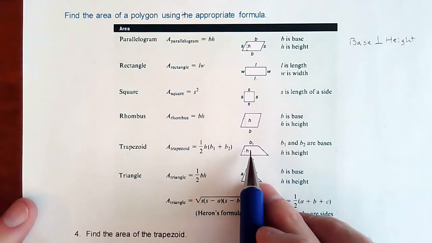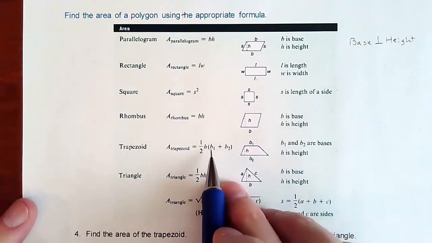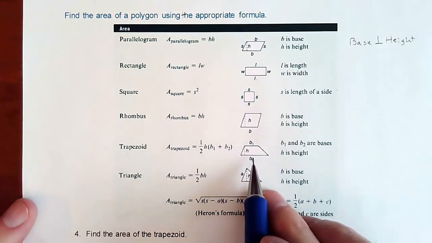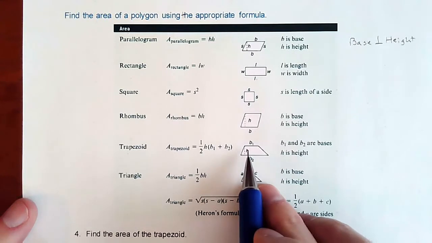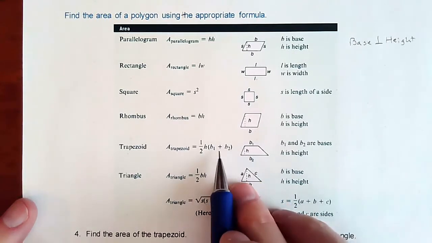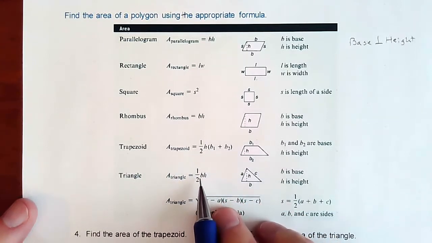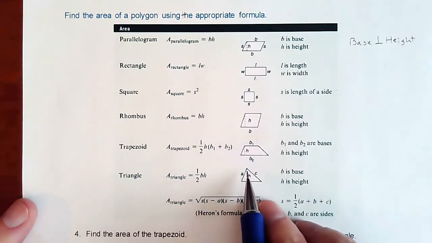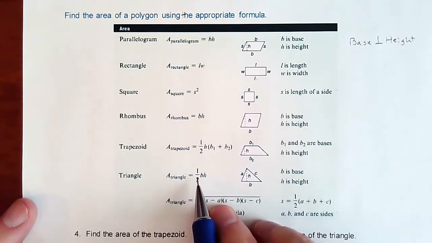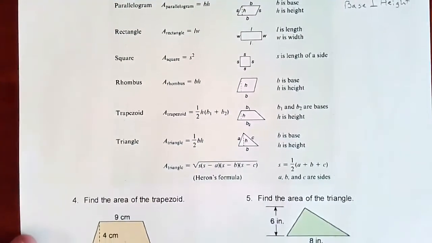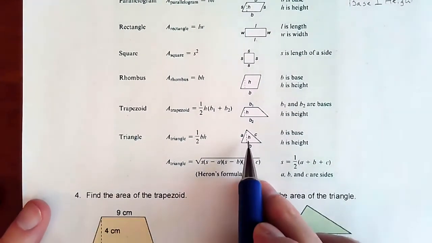When you get to a trapezoid, you also have a base times height. The difference is you're going to add two bases together, which are your parallel sides. So you're adding your parallel sides, multiplying by the height, which is the gap between them, and then taking half of it. The trapezoid has kind of the same feel as a triangle, where it's base times height, but then you divide it by 2 or multiply it by half. Same thing.